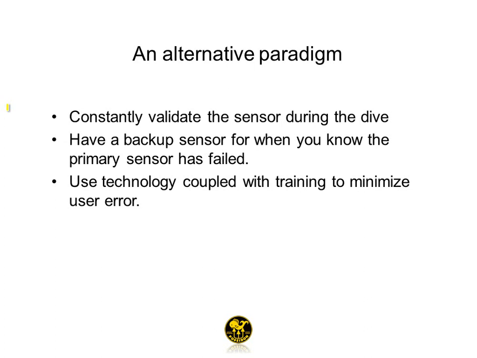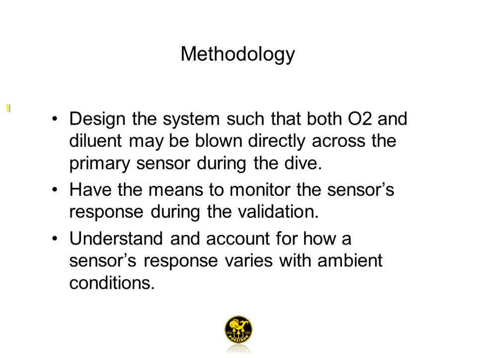And this is an example of using technology coupled with training to minimize user error. I appreciate that's also a fairly controversial position, but I'll be happy to defend it. So the way it works, basically, for those of you who don't know, we've designed the rebreather such that we can blow both diluent and oxygen independently across our primary sensor.